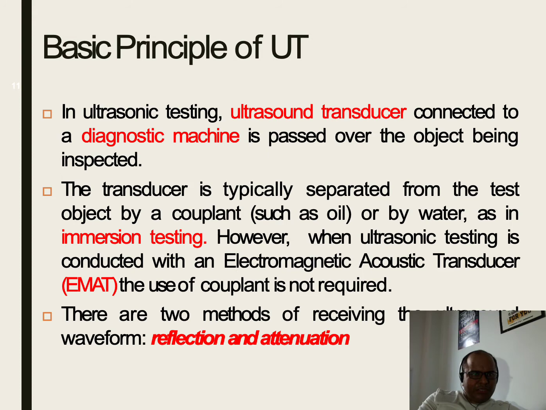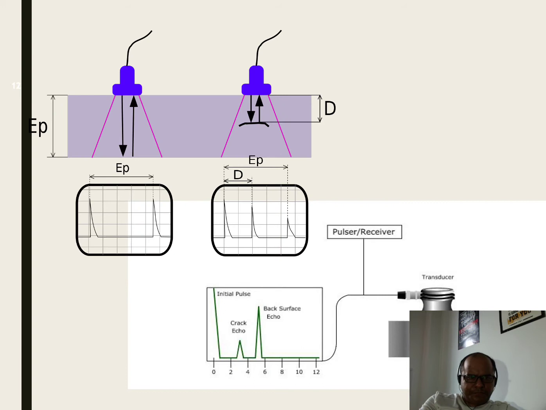Basic principle of UT: the ultrasound transducer connected to the diagnostic machine is passed over the object being inspected. The transducer is typically separated from the test object by a couplant such as oil or water, as in immersion testing. However, when ultrasonic testing is conducted with an electromagnetic acoustic transducer, EMAT, no couplant is required. There are two methods of receiving the waveforms: reflection and attenuation. As you see on the screen, the pictures are given.